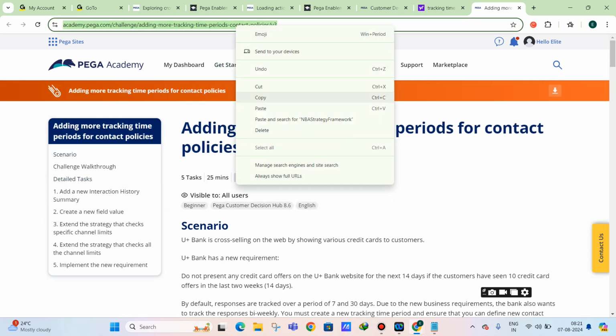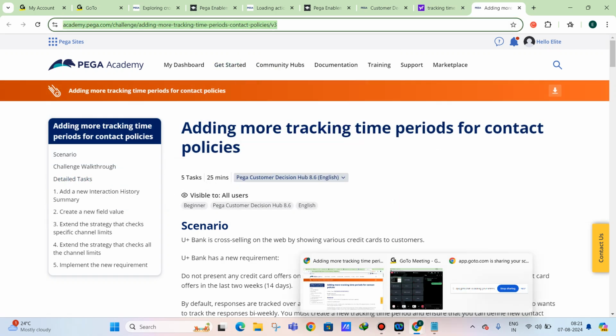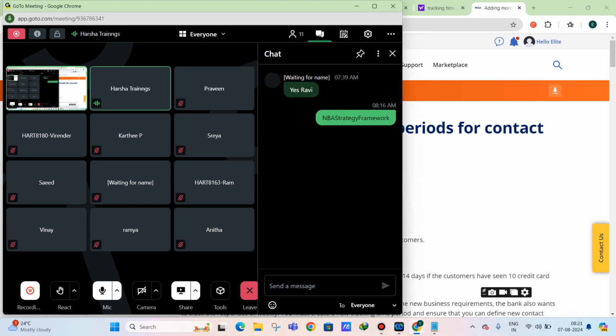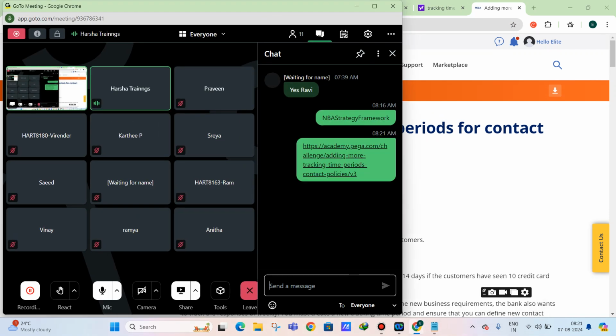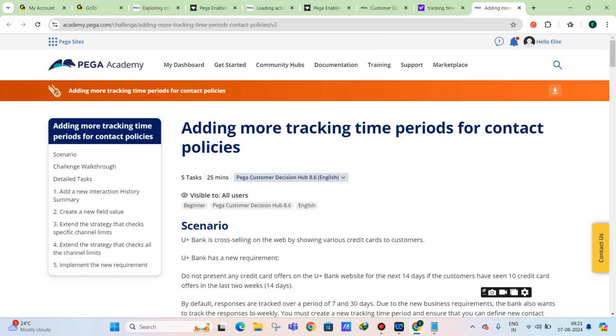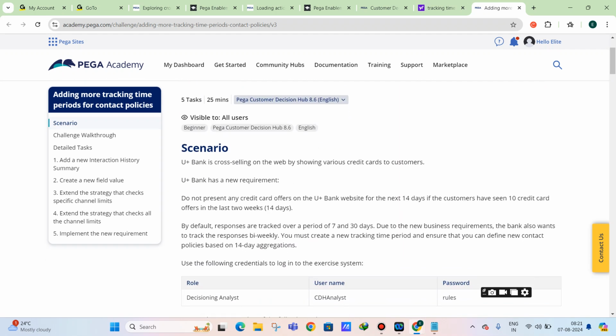By default, PEGA has given only two tracking time periods, that is 7 days and 30 days. But if you want to add some custom requirement, here they have added one for 14 days. You see, do not present any credit cards on the website for the next 14 days if the customer has seen the offer in the last 2 weeks.